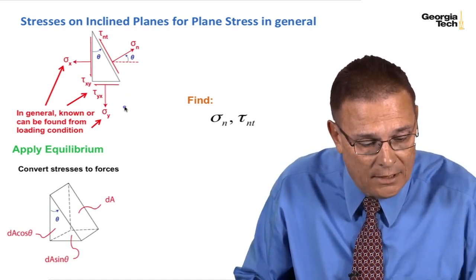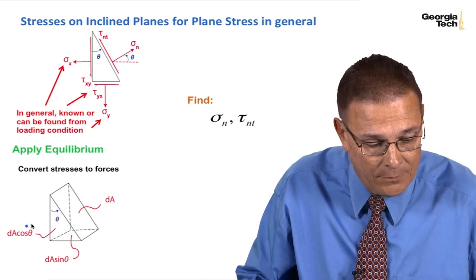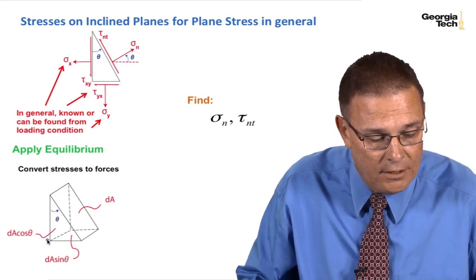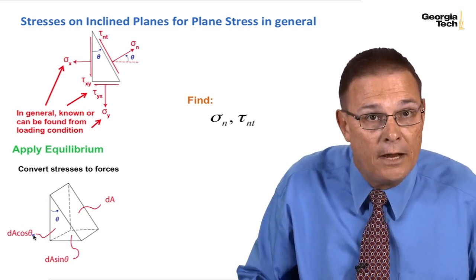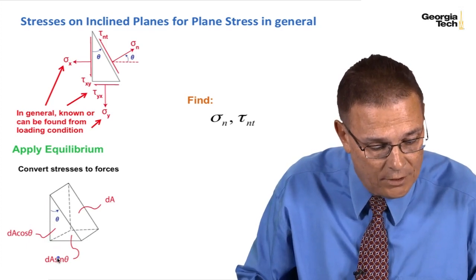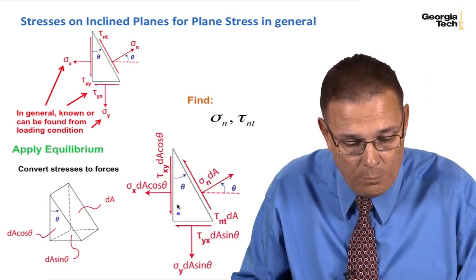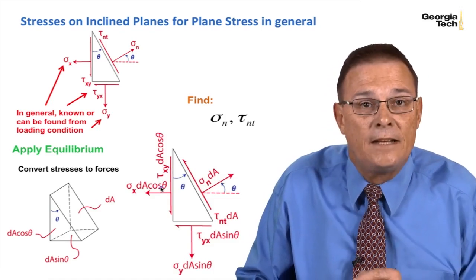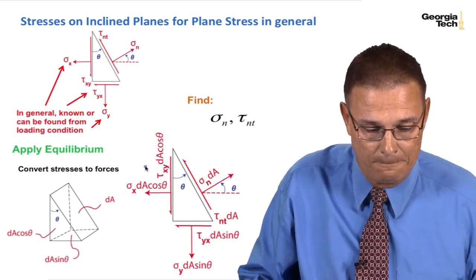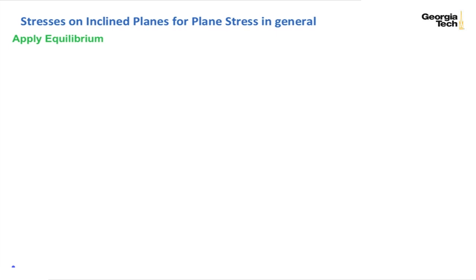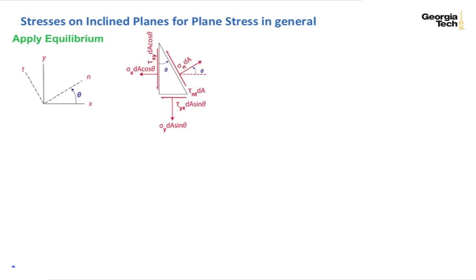We'll call the inclined area dA, and therefore the x surface is dA cosine theta, and the y surface is dA sine theta. And so now I've shown my stress block with forces acting on it instead of stresses. So now let's go ahead and apply equilibrium to our stress block. These are our coordinates, and here is my stress block with the forces shown instead of the stresses.